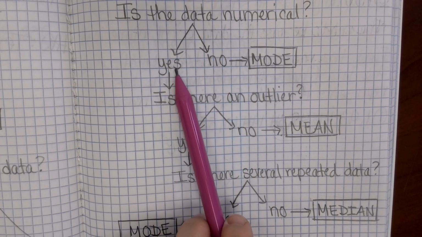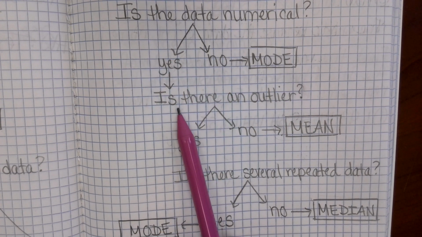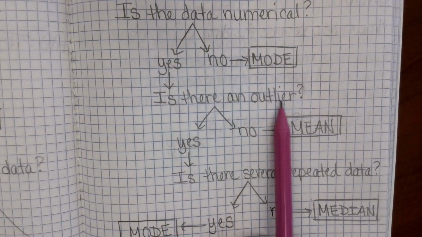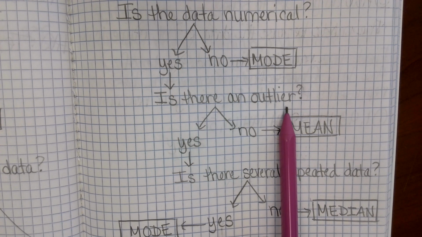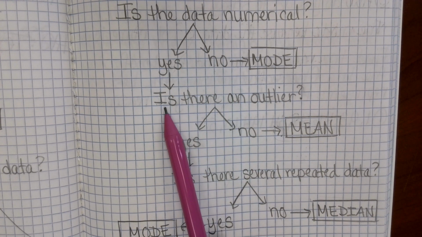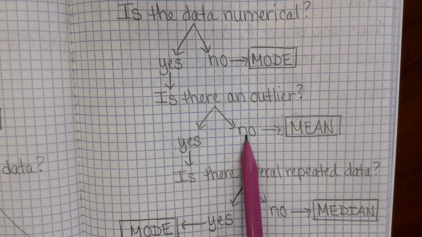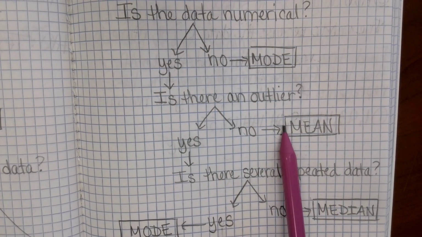If you answer yes, then you're going to ask yourself the next question: is there an outlier? Remember, an outlier is a piece of data that just doesn't quite belong with the rest. When we went around the room and everybody gave their ages, there is no outlier. But when my age is added into things, there is an outlier. So, is there an outlier? No. Then you're going to use the mean.